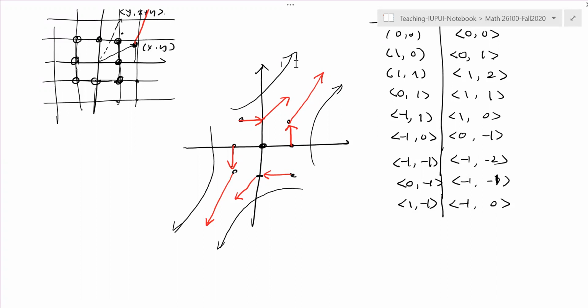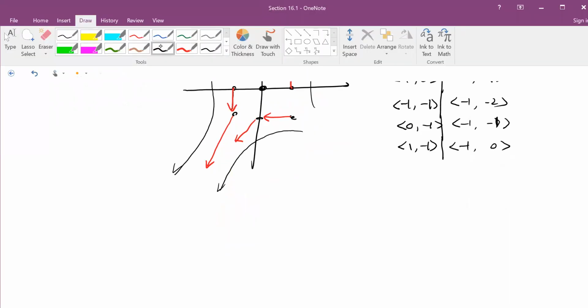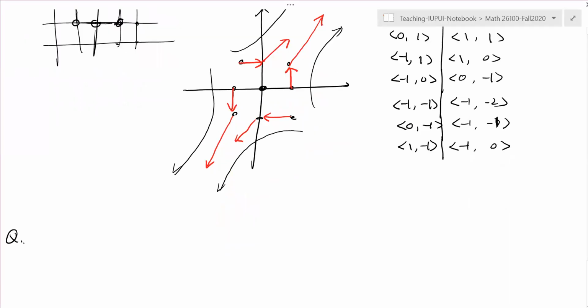You can draw another set of vectors, okay, along the larger square. Then you have many more points, so then you get additional information. But I think that's good enough. Okay. So this is a picture. This is a graph of the vector field. All right. So then let's look at the next one.